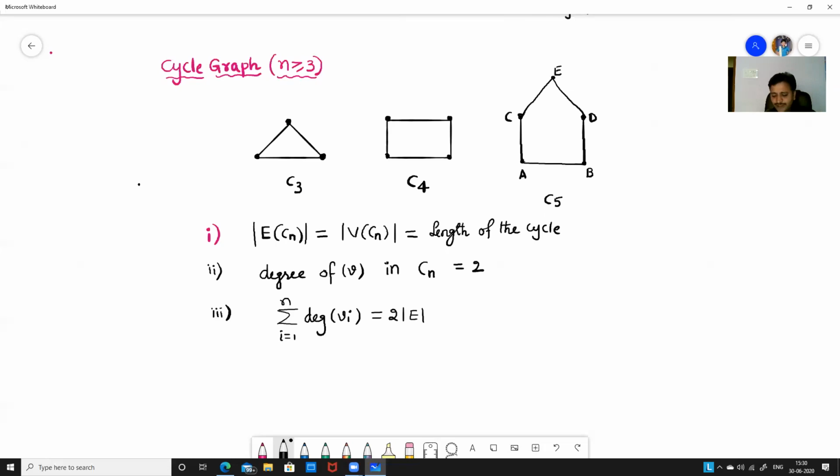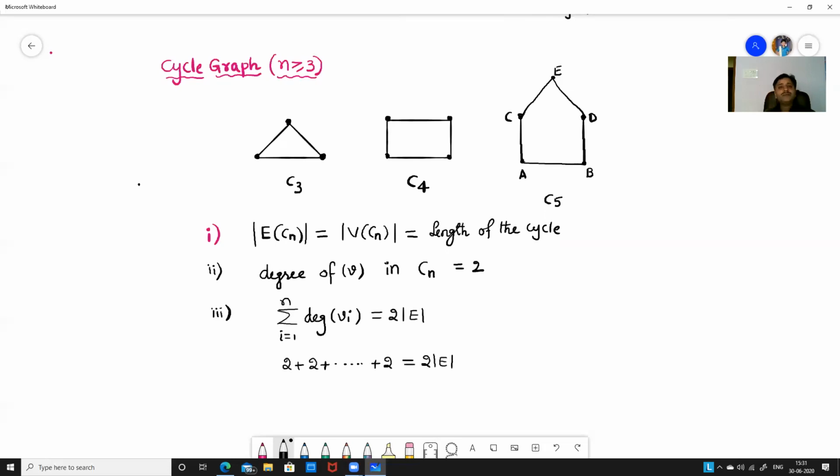But in a cycle graph, the degree of every vertex is 2 only, right? Just observe any cycle graph. The degree of any vertex must be 2 only. Therefore, each vertex having degree 2, we get 2 plus 2 plus 2 and so on up to 2. This total must be equal to 2 times the number of edges.